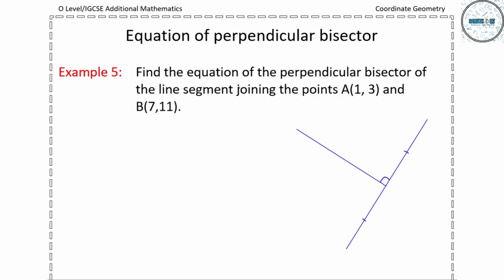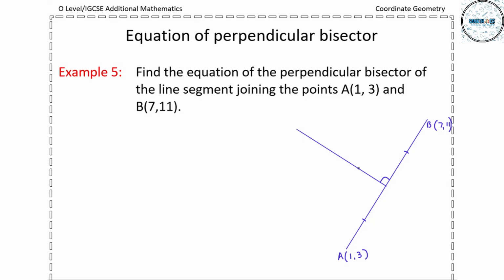Let's do an example. Find the equation of the perpendicular bisector of the line segment joining the points A 1, 3 and B 7, 11. Suppose this is the point A whose coordinates are 1, 3 and this is the point which is 7, 11. We have to find the equation of the perpendicular bisector of this line. This is the perpendicular bisector.